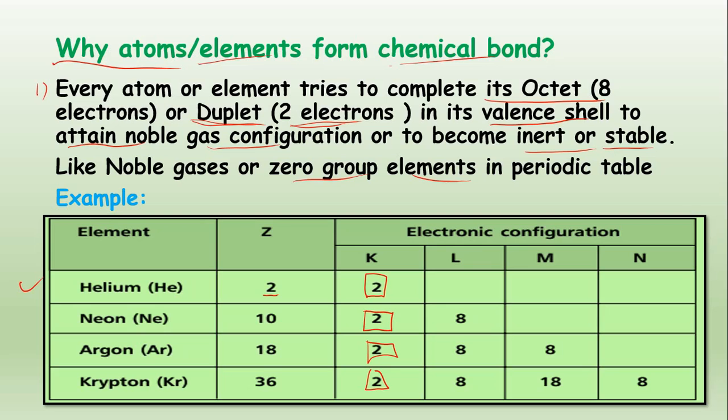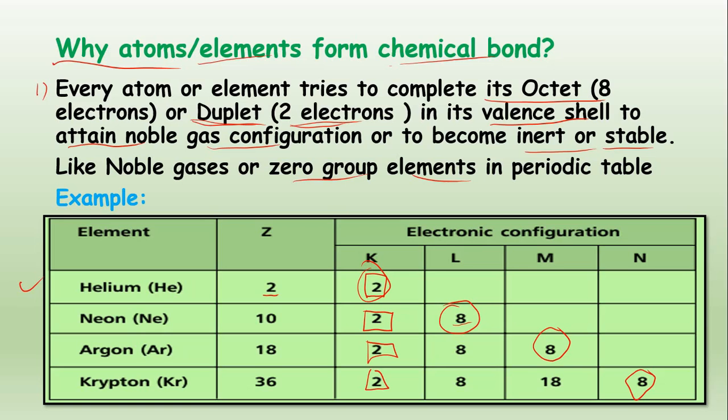But when we go to the other elements like neon, argon and krypton, their octet is completed. They are having 8 electrons in the outermost shell. This is their outermost shell. Neon has 8 electrons, argon has 8 electrons, and krypton has 8 electrons in the last shell. So that is the reason they are inert. They are not reacting. They will become independent. They will not depend on others, like in our daily life.